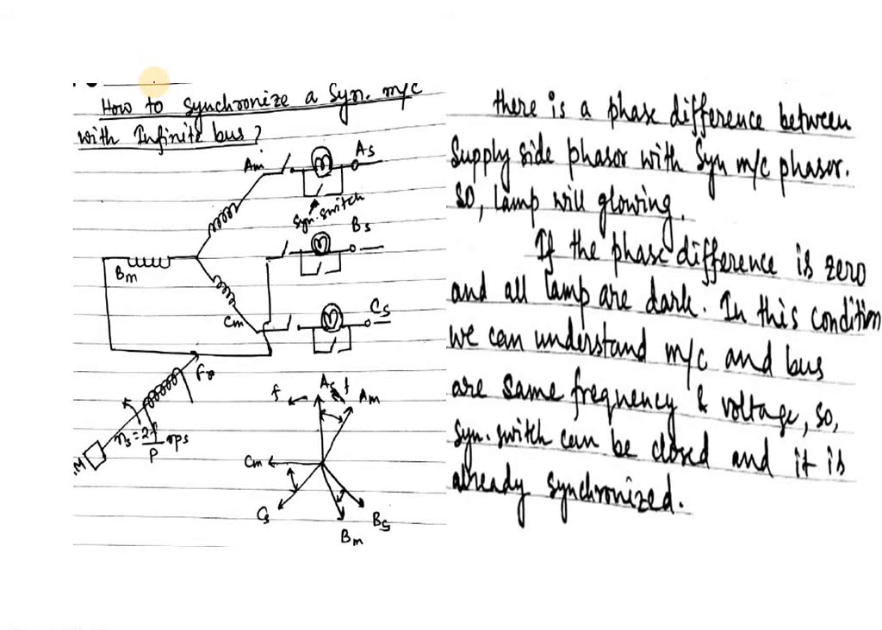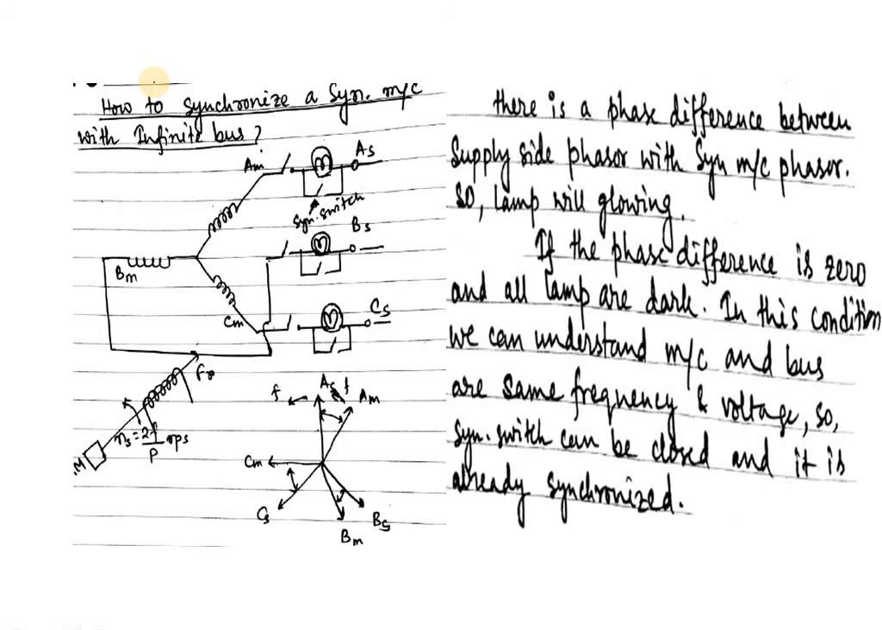For this purpose, mainly two methods are there. One is the bright and dark lamp method, and the second method is by synchroscope. So the bright and dark lamp method we will discuss here in the simplest form.